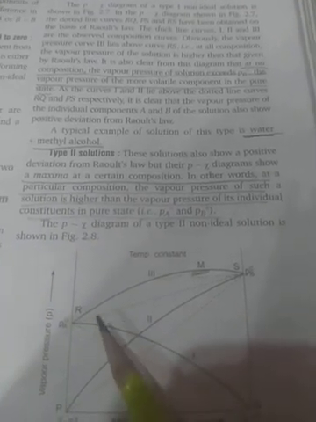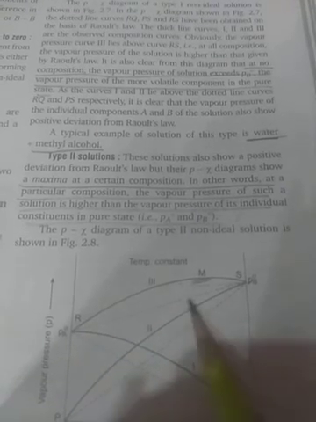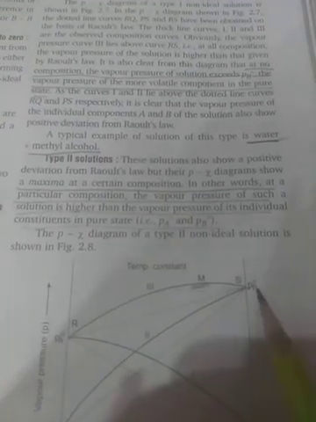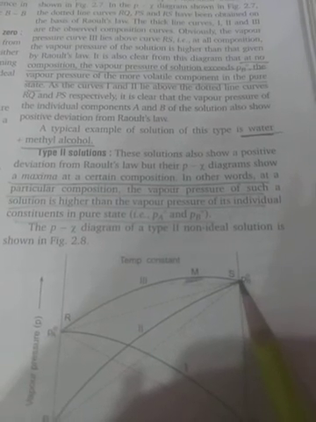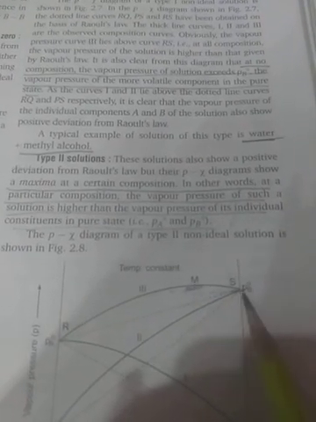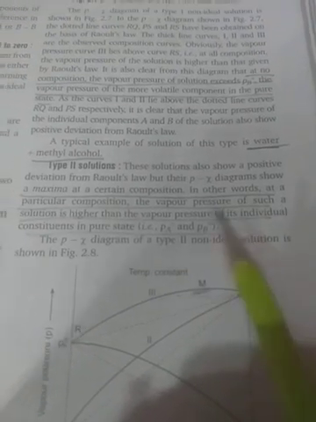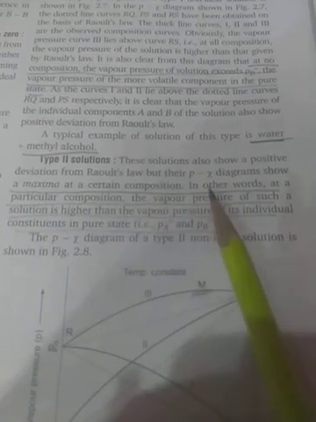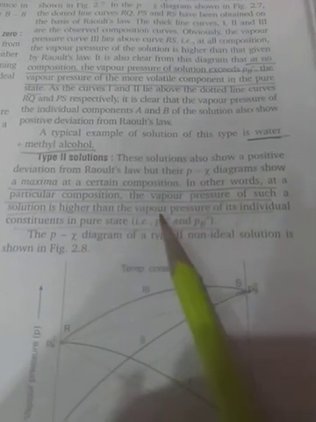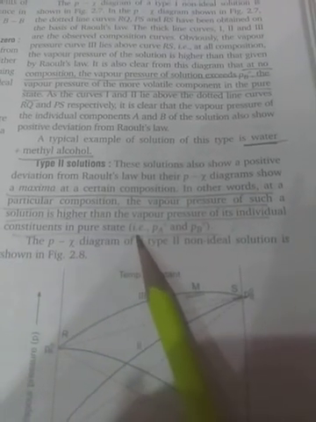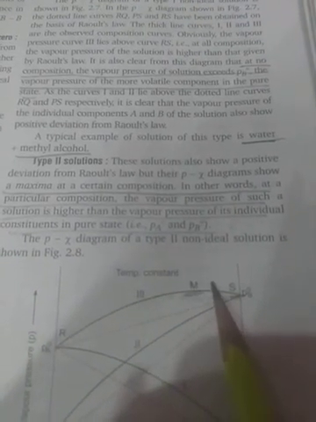And here, if we see type 2 solutions, the vapor pressure is also greater than expected by Raoult's law, but here it exceeds the limit of P naught B. It has the higher vapor pressure and exceeds the limit of this higher vapor pressure, and this point M is called the maxima, a maxima at a certain composition. In other words, at a particular composition, the vapor pressure of such a solution is higher than the vapor pressure of its individual constituents in pure state.